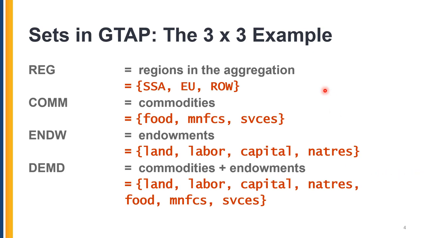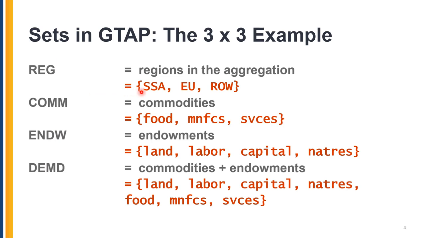Since we'll be looking at a few equations, let's just remind ourselves of the set mapping in our model, and keep in mind that this is what we call a 3x3 example. 3 regions, 3 commodities. GTAP, these are the hard code names for things: region, commodity, endowment, derived demands.